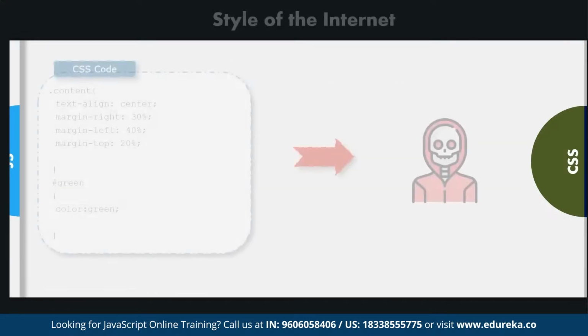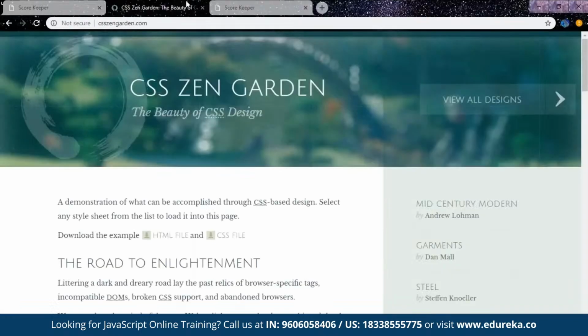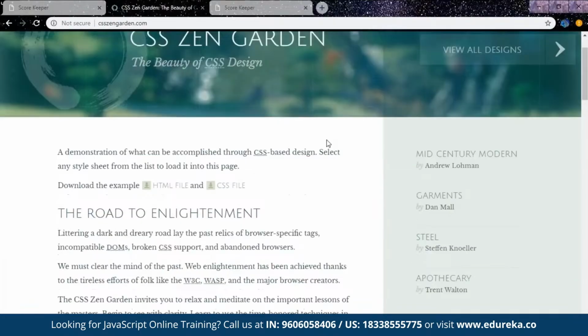So going by the analogy I used to explain HTML as a skeleton of the web page, the skin can be considered as the styling of the web page. Now just to give you guys an example as to how powerful CSS is, let's have a look at this web page called CSS Zen Garden. So I already have this website open, and it shows us how much of a variety CSS can make.